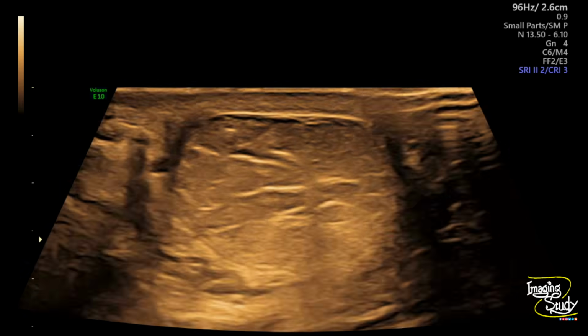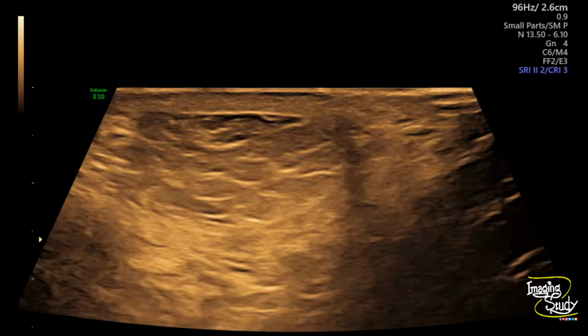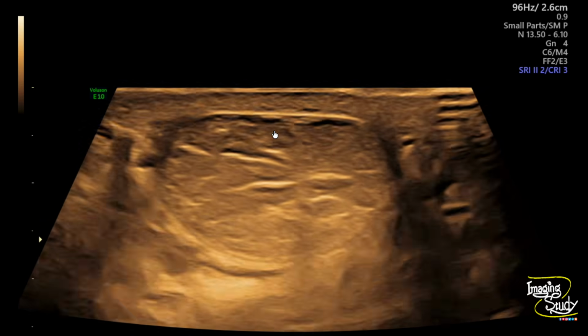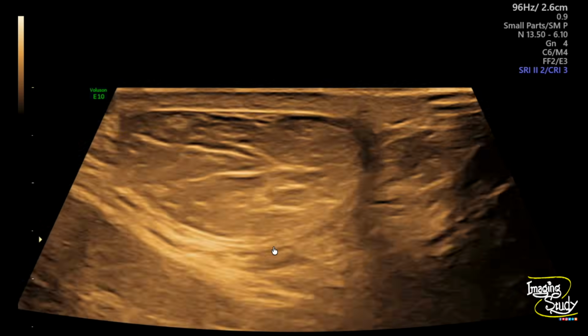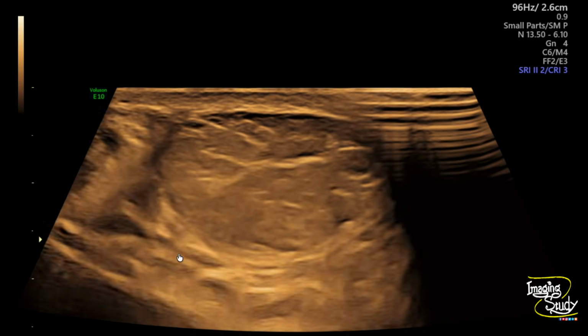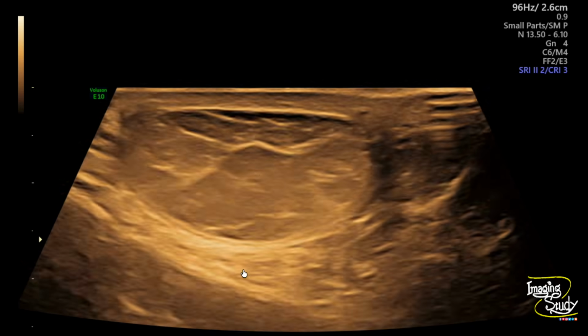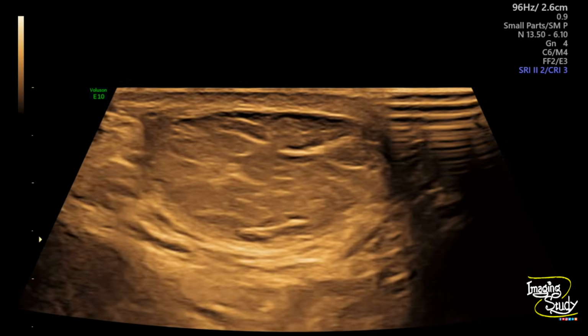So we have tried to compress the lesion and it slips out. The lesion is adherent to the cord, so we are suspecting it to be a cord origin lesion, which is much more common in the case of intrascrotal lipomas. So this is a case of intrascrotal lipoma.